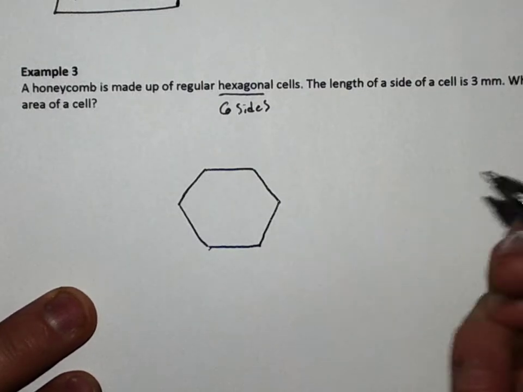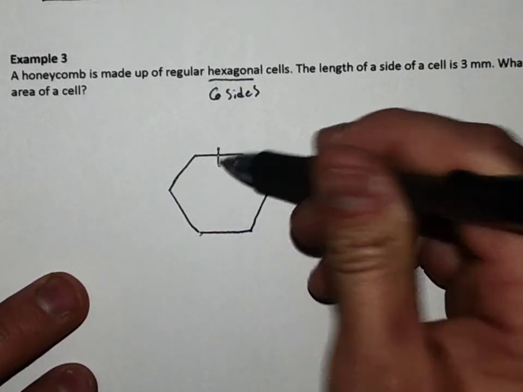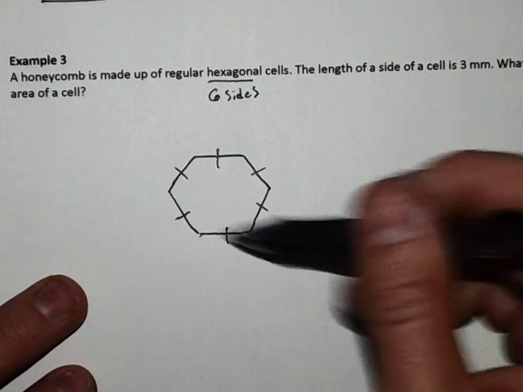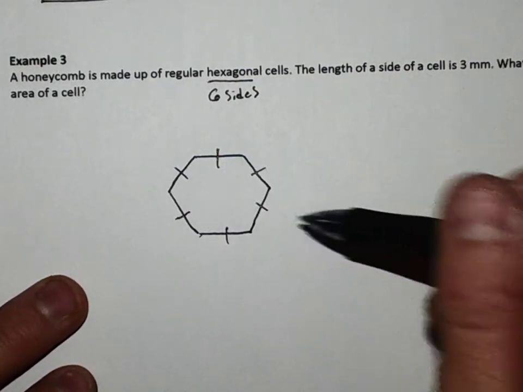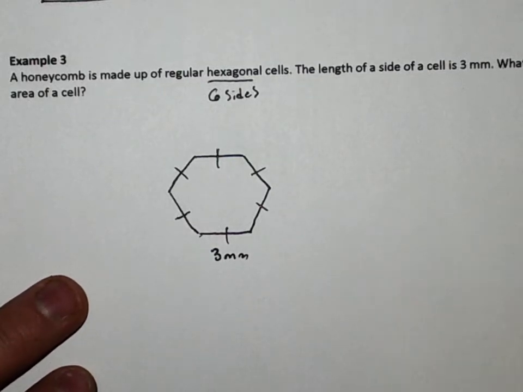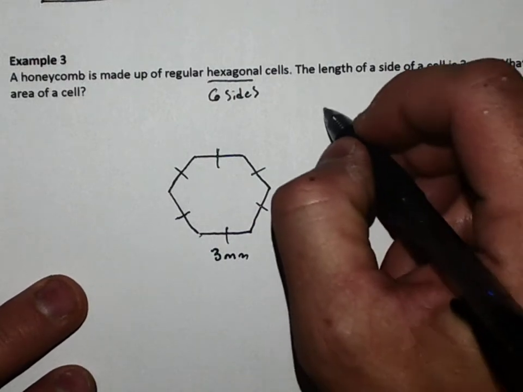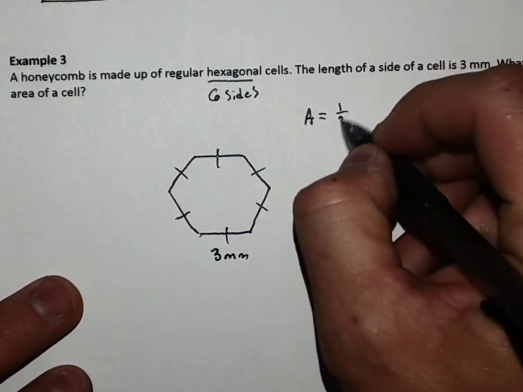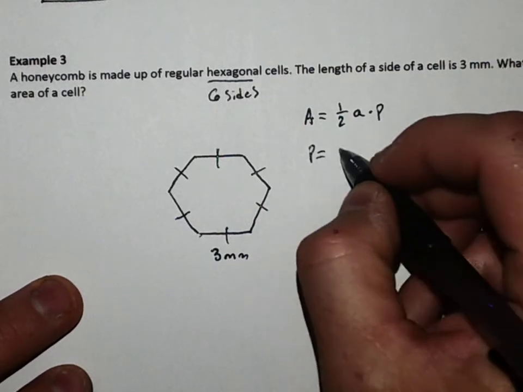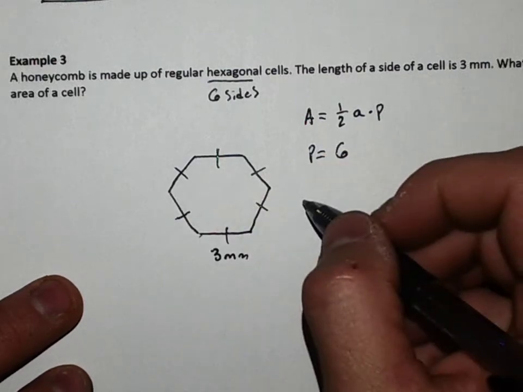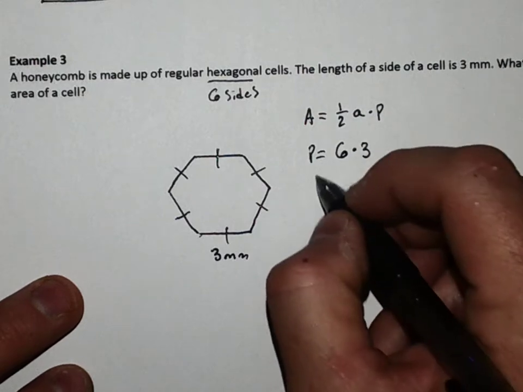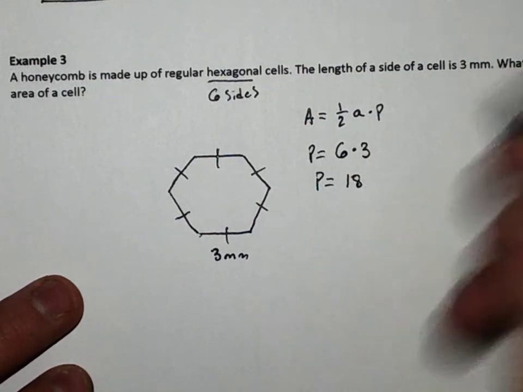That wasn't too bad. But remember, all of these are equal to each other. They're all exactly the same side length. There's 6 of them, and their length is 3 millimeters. Well, that helps us find the perimeter nicely. We know that the area is going to equal 1/2 the apothem times the perimeter. The perimeter is going to be 6, because it's a hexagon, multiplied by 3, which is 18. I can plug 18 in.